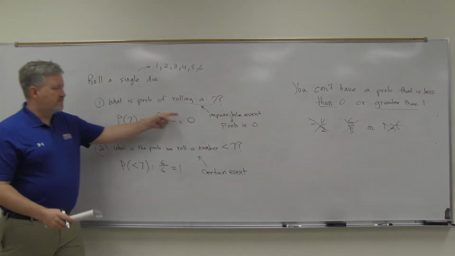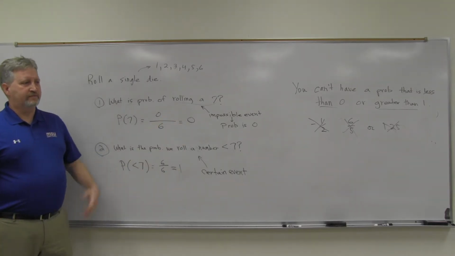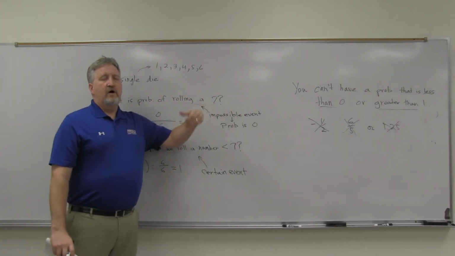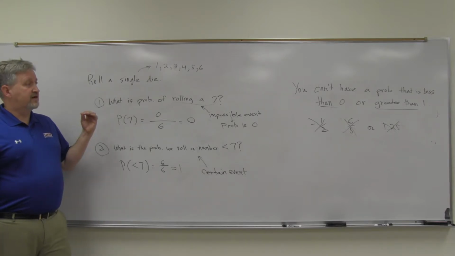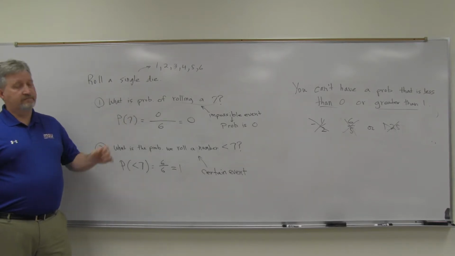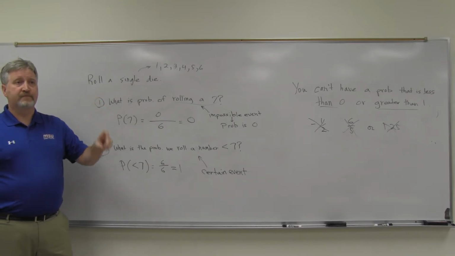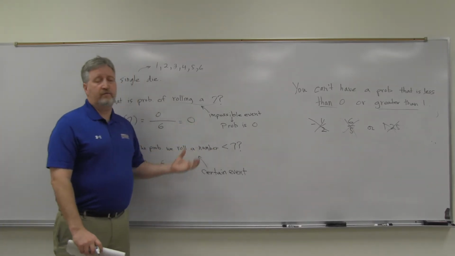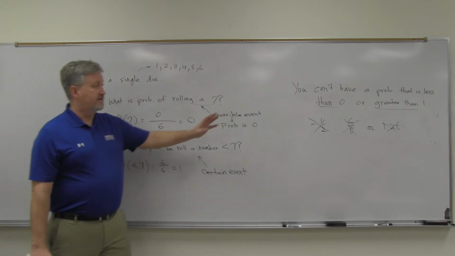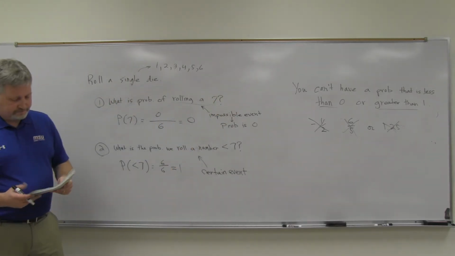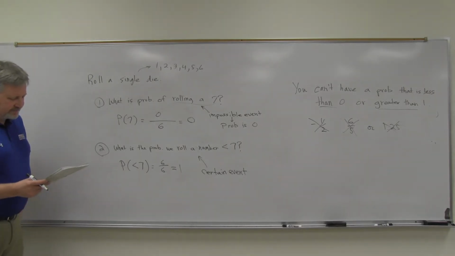Most of them are going to be somewhere between 0 and 1, right? What we saw on all the other probabilities we've done to this point is between 0 and 1. So most of them are going to be between 0 and 1, but sometimes they are 0 and sometimes they are 1, but nothing outside of those. All right.